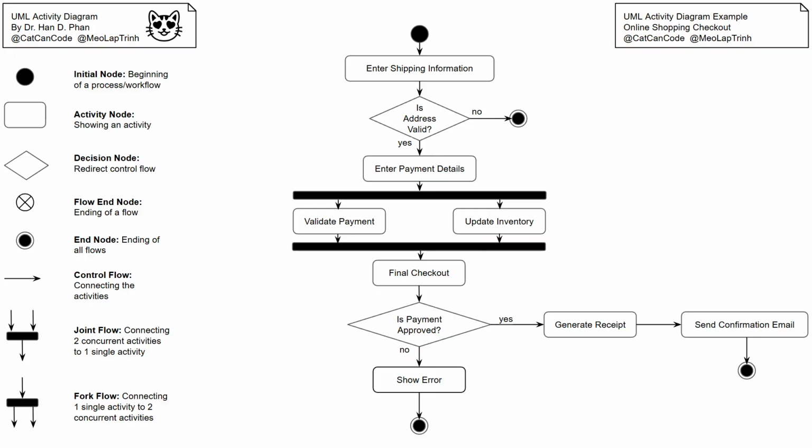final checkout activity. From the final checkout activity, I will go to the decision node to check whether the payment has been approved. If the answer is no, I will show the arrow through the activity node, show error, and I will take the user to the end node to end the process. Otherwise, if the payment is approved, I will take the user to the generate receipt node and then send confirmation email node. After that, I will take the user to the end node to end all the flows.